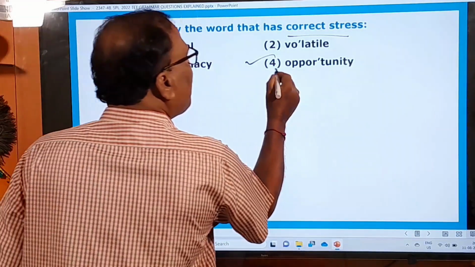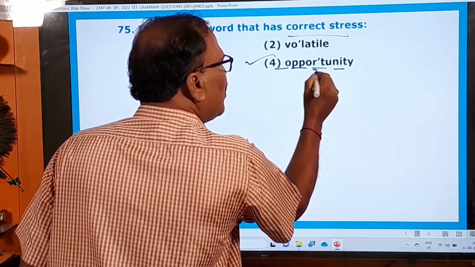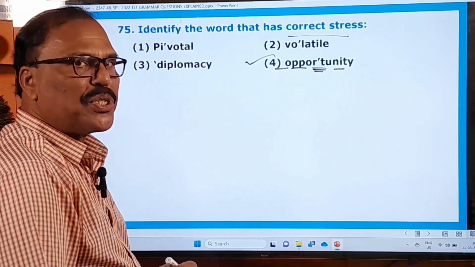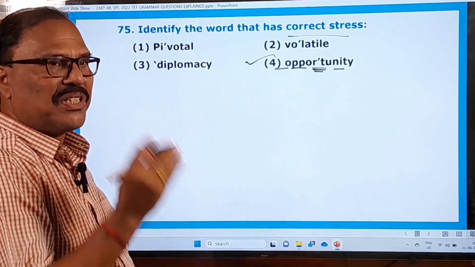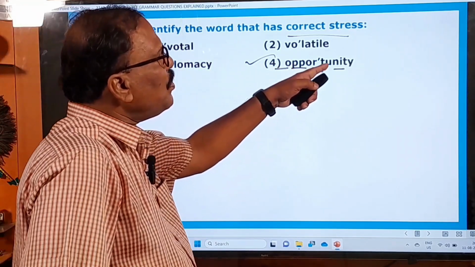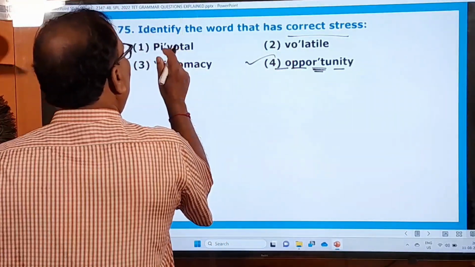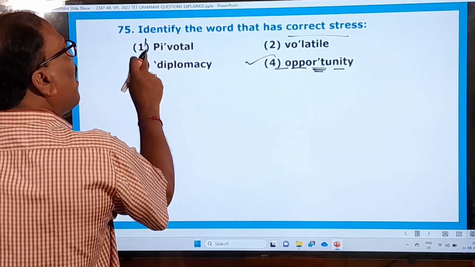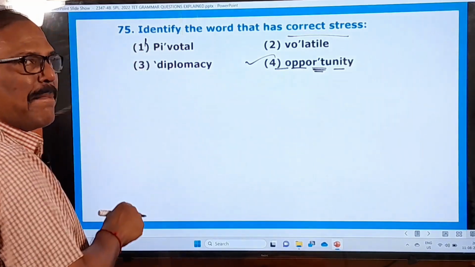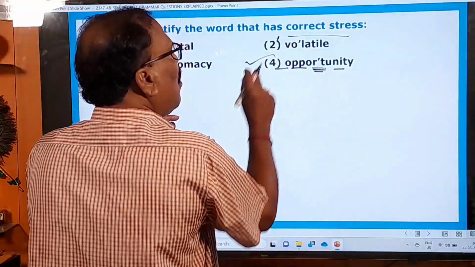See, opportunity. So here the stress is here. So this is very important. You have to say opportunity. When stress is given, either you should stress it or drag it. Opportunity, that's the right one. Here, this is wrong. This is wrongly given. Actually, the stress should have been here. Pivotal. Here, that should be on the first syllable.